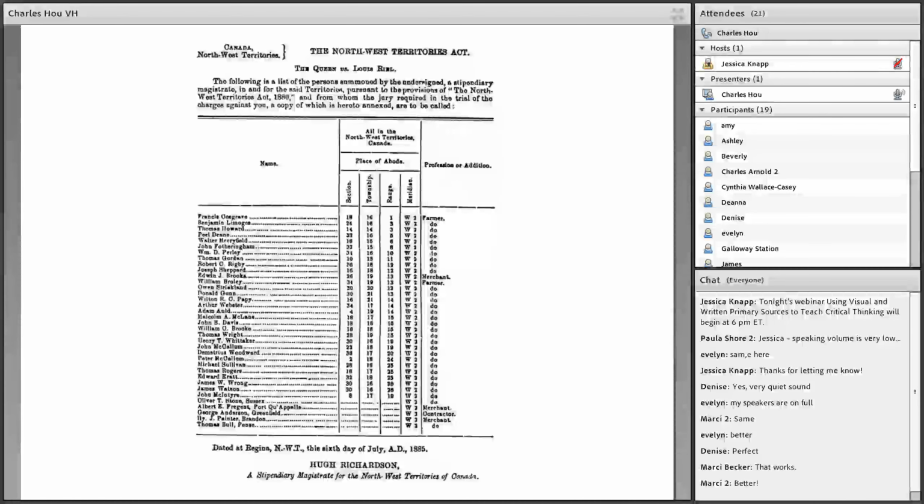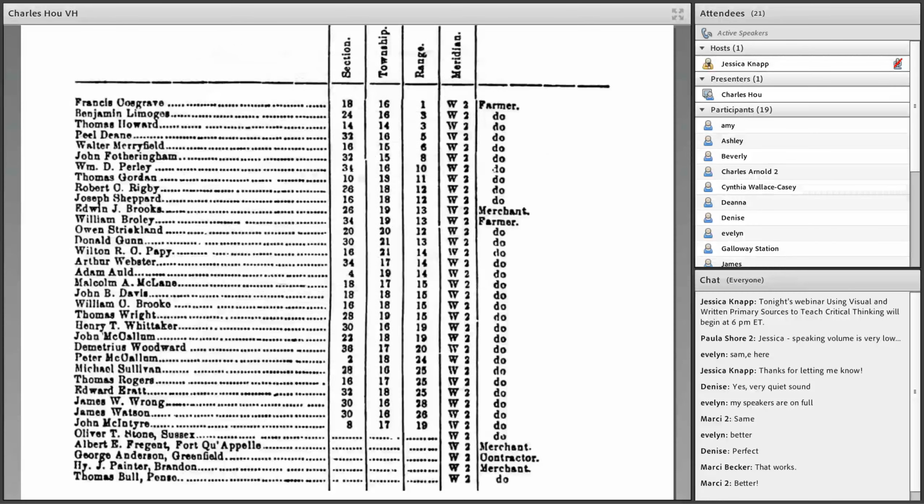Now here's a primary source. This is the jury panel that was set for Riel.